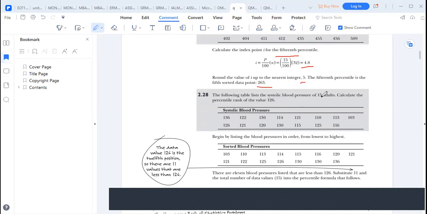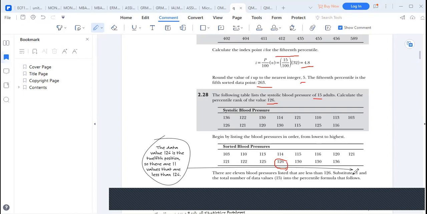So in this case, we have 15 adults, and we are asked to calculate the percentile rank of 126. Now, this is interesting. It came in the exam. So we identify, after sorting them out, where is the 126? The 126, you manually count them. 126 is here. So the data value of 126 is in the 12th position. So 12th position, and we have how many? There are 11 values that are less than 126, if this is the 12th position.